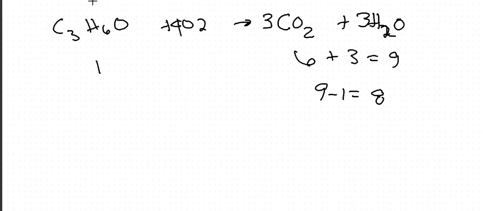So even if you have oxygen in your hydrocarbon, you count the number of oxygens that you have in that hydrocarbon and you subtract it from the total number that you have on this side. And then that's the number that you're going to use to balance them. Okay?